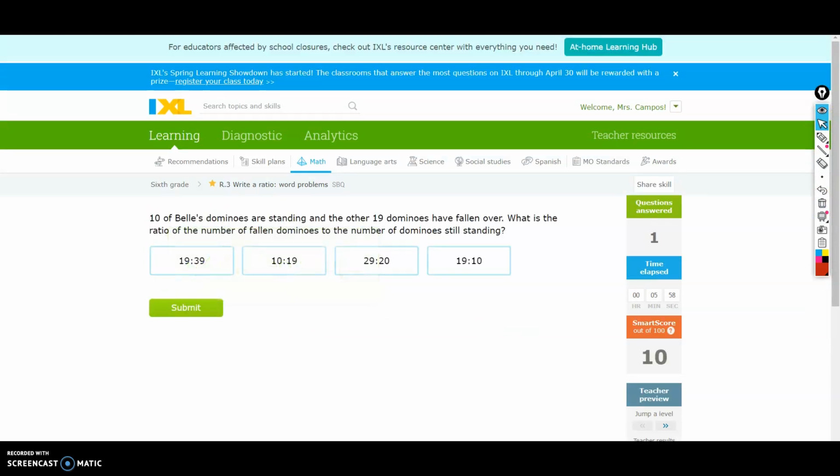Okay, our next problem is 10 of Belle's dominoes are standing and the other 19 dominoes have fallen over. What is the ratio of the number of fallen dominoes to the number of dominoes still standing? So we have 10 that are standing and 19 that are fallen. We want fallen first, so that's 19. And then we want the number still standing, which is 10. So that's 19 to 10.